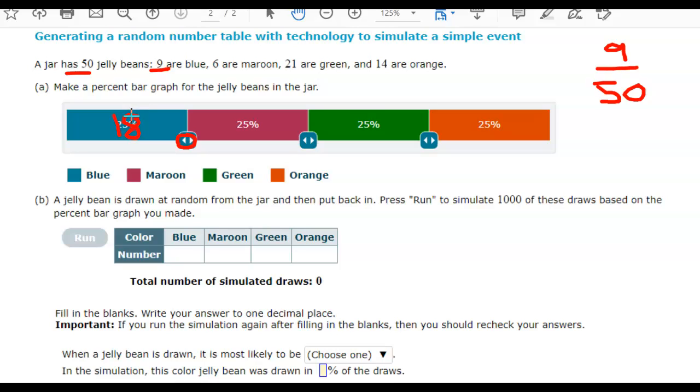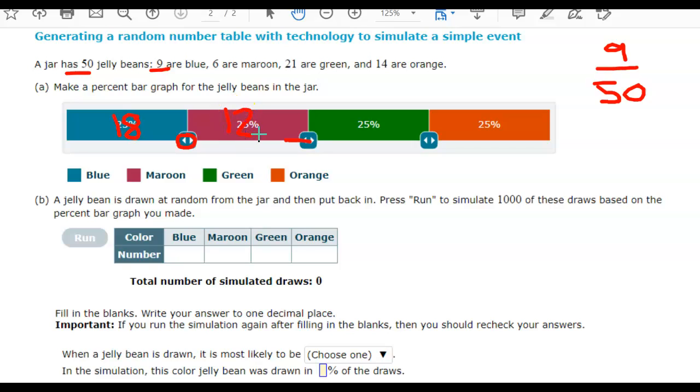So now we want to go ahead and do the same thing with the maroon, and the maroon is going to be 6 divided by 50, and that's going to give me 12%. So let's go ahead and slide this over here. So that's going to give me 12%.